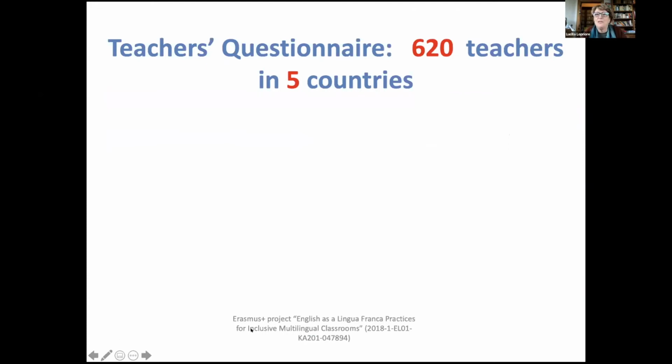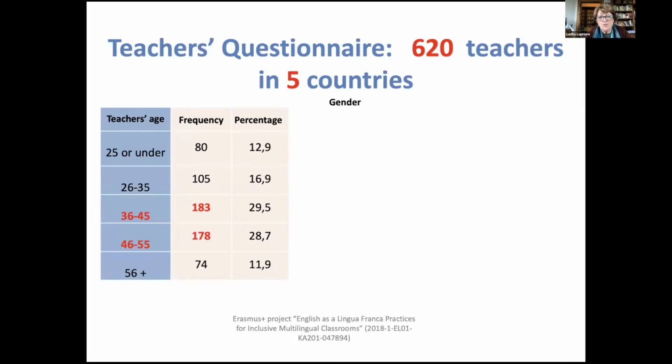First of all, let's look at the figures. The teachers' questionnaire was administered in the 5 countries, and 620 English language teachers that had been reached by the questionnaire answered it. Now, this is quite important because of the teachers' age. As you can see, the most relevant group was the one between 36 and 55 years of age. We had the largest group, and they represented the highest percentage of those who answered.